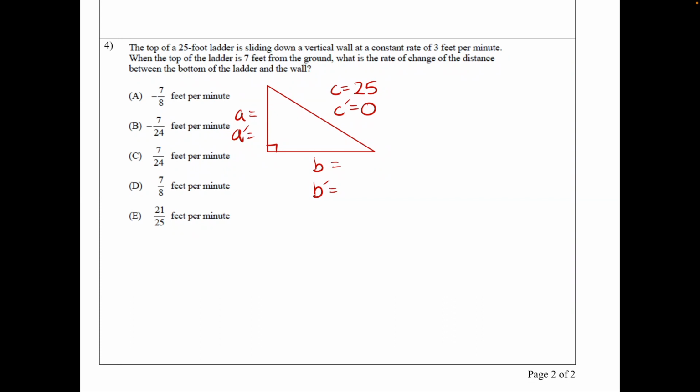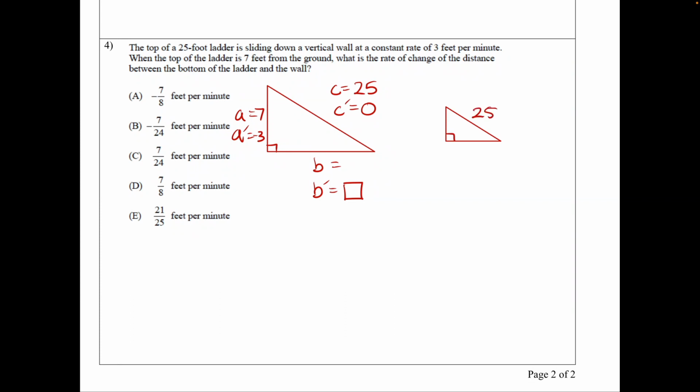It's sliding down at 3, so I'm going to say A prime is negative 3. Down is my negative direction. And the top of the ladder is 7 feet from the ground, which means A is 7. And we're looking for the rate of change for B prime. So B prime is what we're looking for. The only thing that we have left to solve before we find B prime is B. And to do that, we're going to use this secondary triangle over here. We're going to ignore the primes for a second.